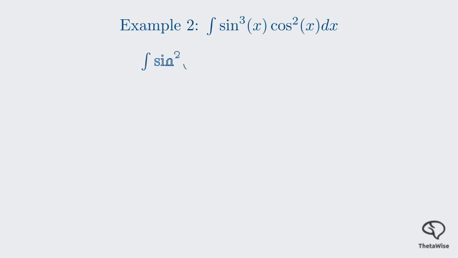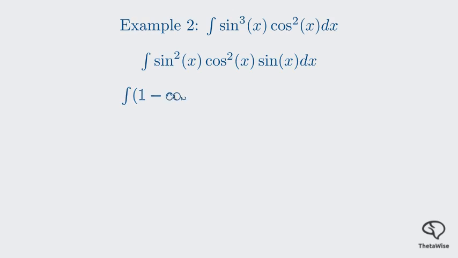Let's try an example. Let's evaluate the integral of sine cubed of x times cosine squared of x. We want to find the integral of sine cubed of x times cosine squared of x dx. Here, the power of sine, m, is 3, which is odd, so we'll use case 2. We save one sine factor and rewrite the rest. We can rewrite sine cubed as sine squared times sine. So the integral is sine squared of x times cosine squared of x times sine of x dx. Now, we use the identity sine squared of x equals 1 minus cosine squared of x.